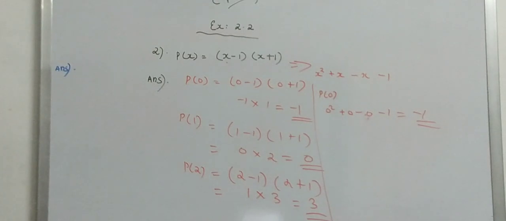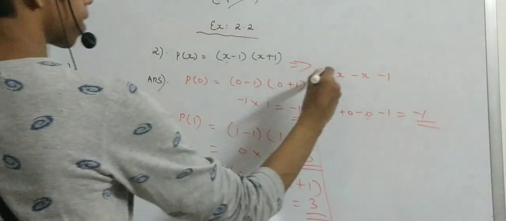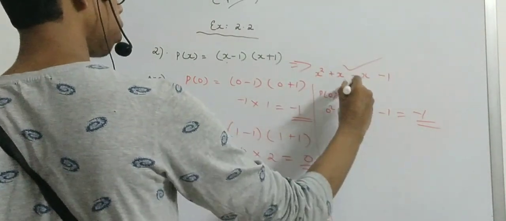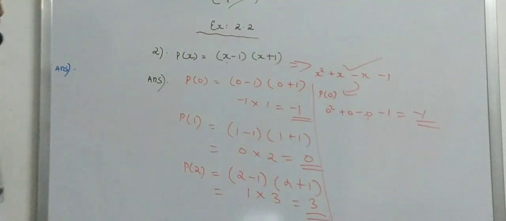But if it is a 2-mark question, always expand it like this and put the values. If it is just a 1-mark question, just directly substitute and you can find the answer. I hope it is clear.